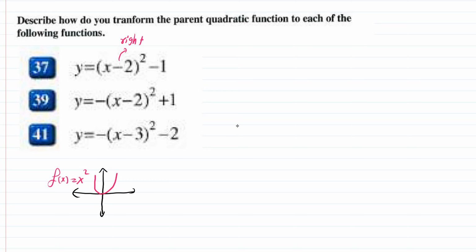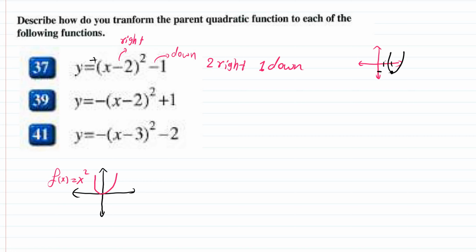And how about this negative 1? Because it's outside, it will take it down, right? So we can say 2 right and 1 down. Okay, so if I graph it for you, the question says 2 right and 1 down. So this is the vertex, but since in front we have a positive, we'll go upward. Understood?